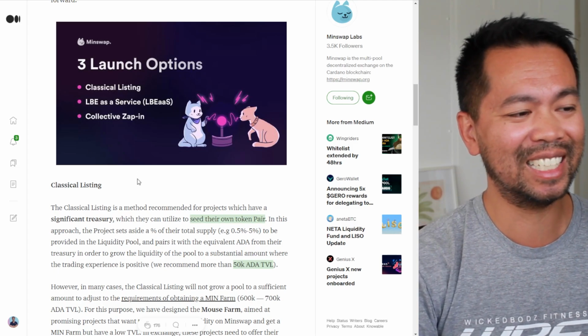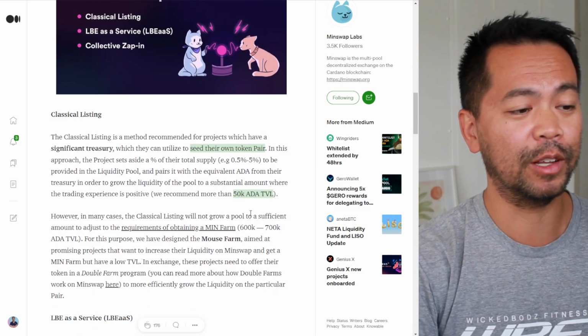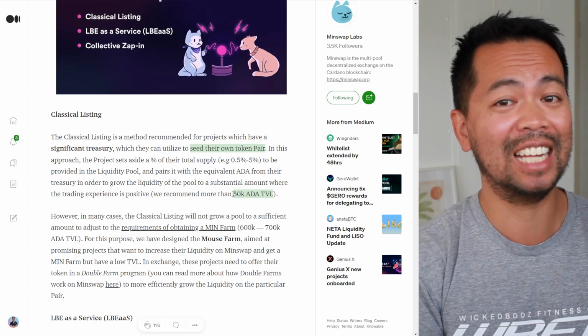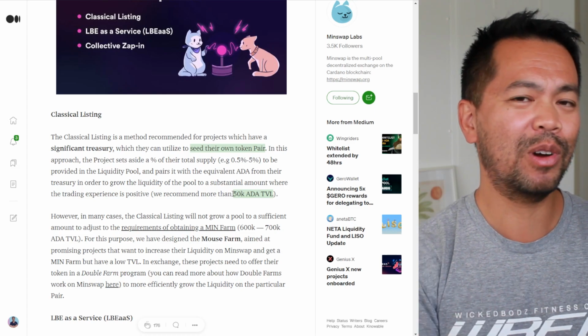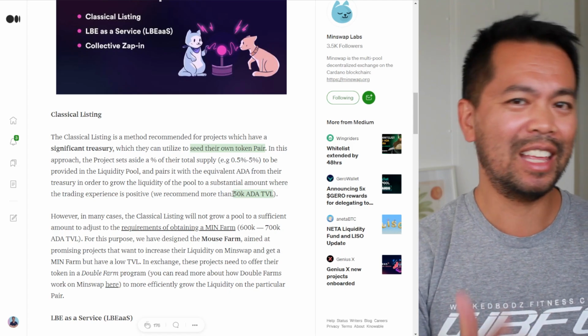So the classic listing, which is just getting a token pair up, but that requires quite a bit of liquidity, quite a bit of TVL locked in. They recommend 50k ADA TVL. So it's quite a bit. So if your project's quite small and you don't have 50,000 ADA, might not be the best option.